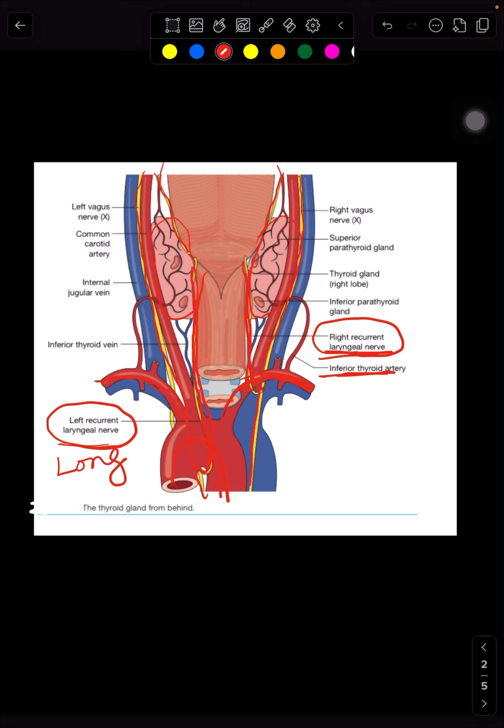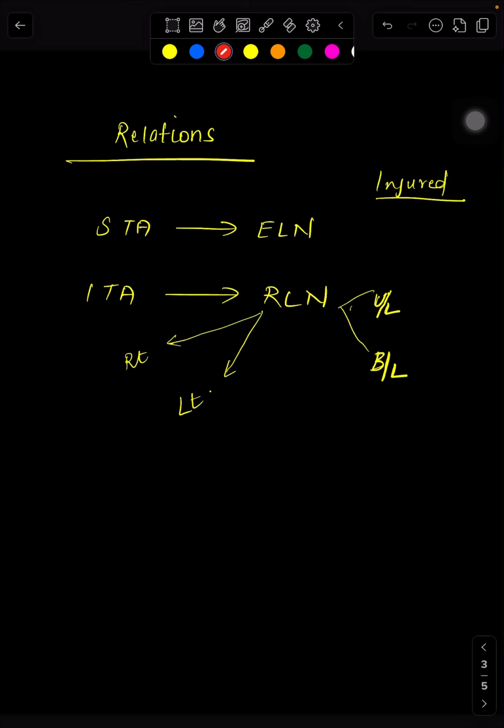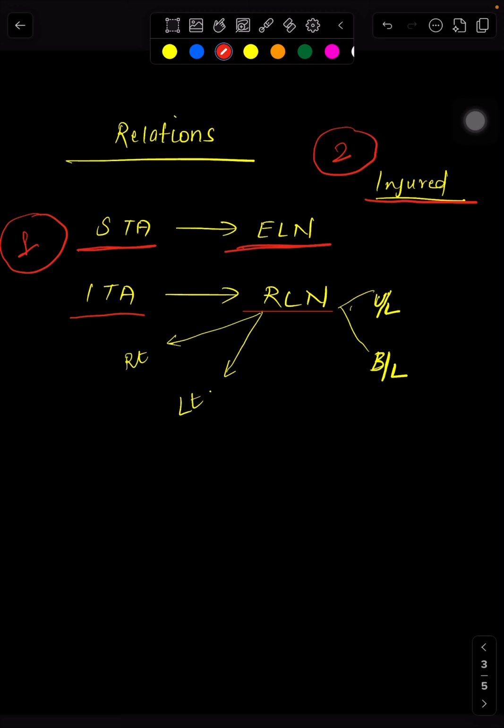Now going to the main concept. The superior thyroid artery is related to the external laryngeal nerve, as we have seen in the figure, and the inferior thyroid artery is related to the recurrent laryngeal nerve. Now what will happen if they are injured? One is the anatomy question, and what happens when they are injured is the next question.